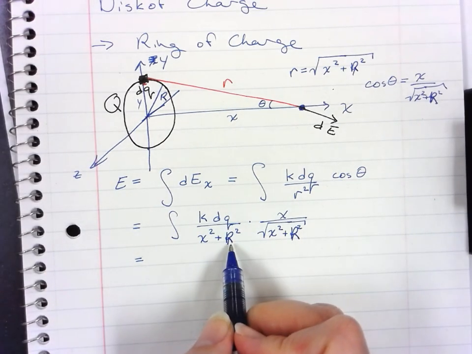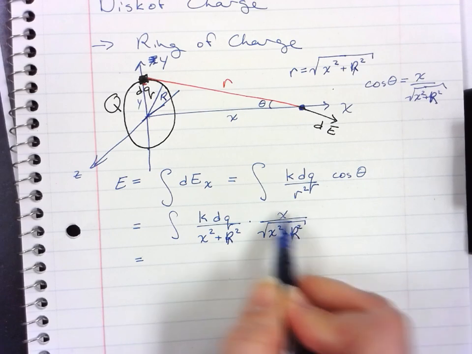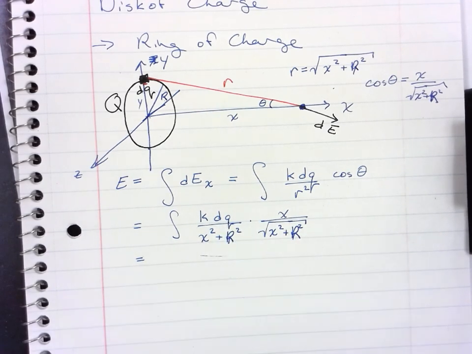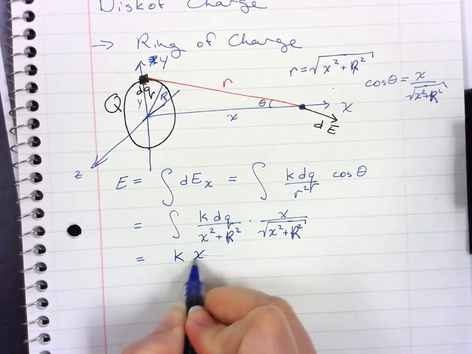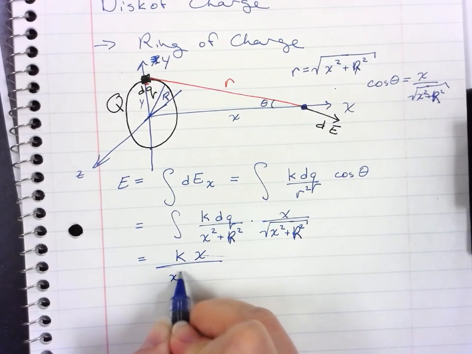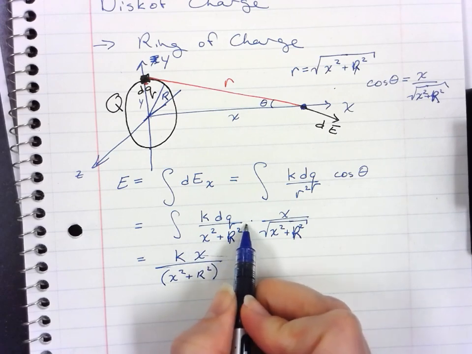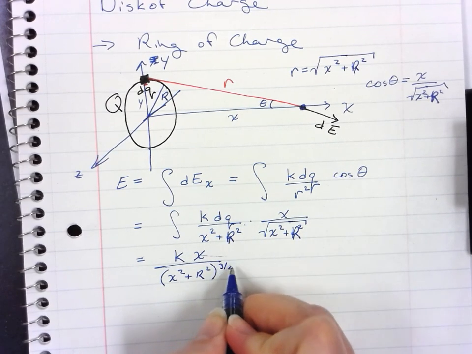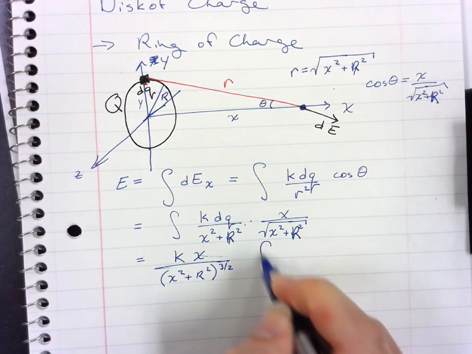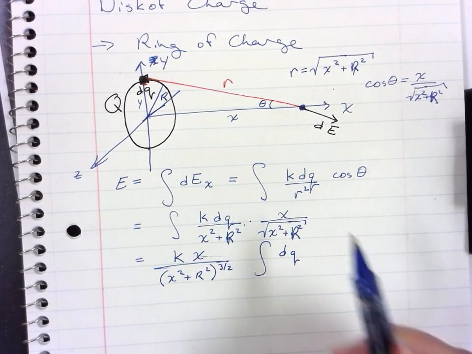r is also a constant because that's the radius of the ring. So everything in here is a constant except dq, and we can pull it all out. k x over x squared plus r squared, and just like the previous one, we have this to the first power, this to the 1/2 power, so this is over all to the 3/2 power. And then we have the integral of dq.